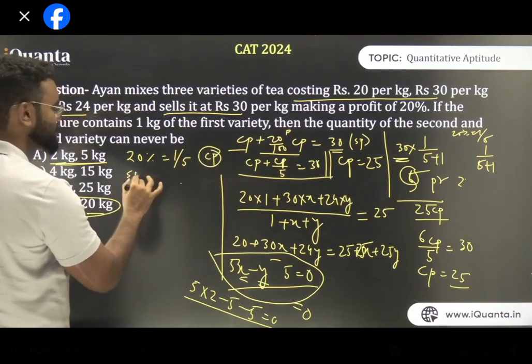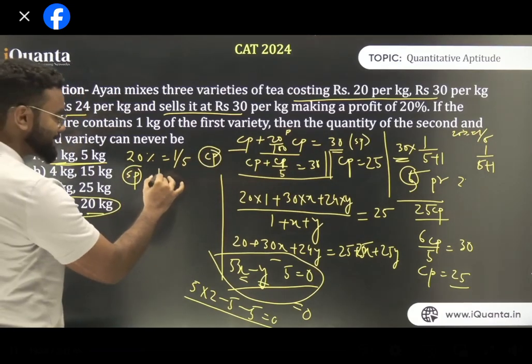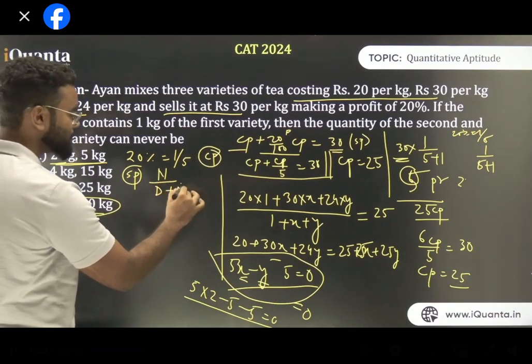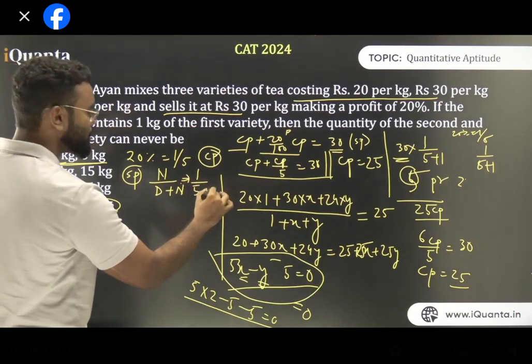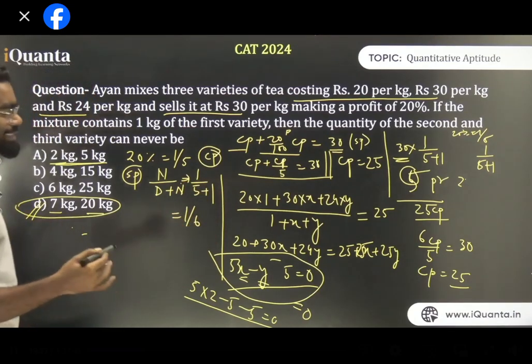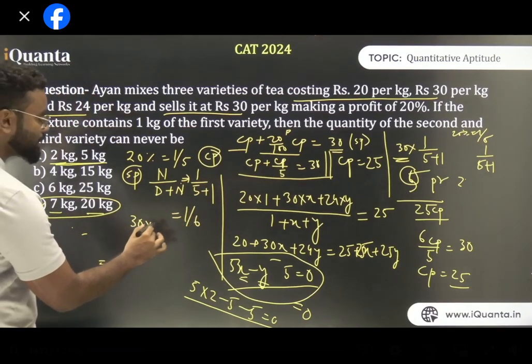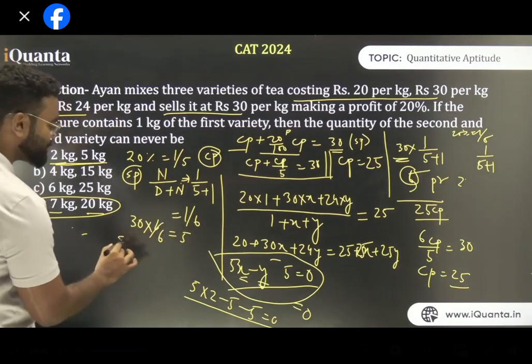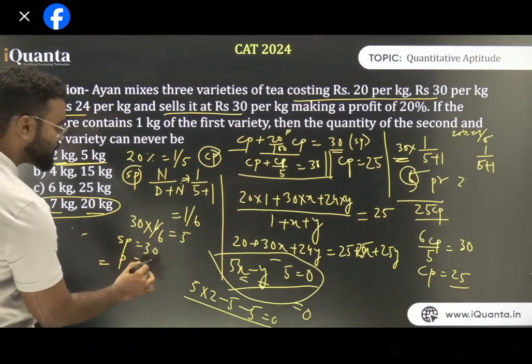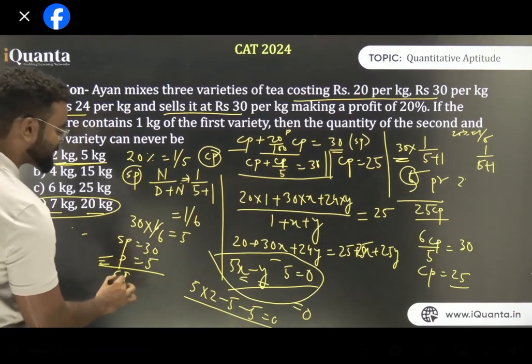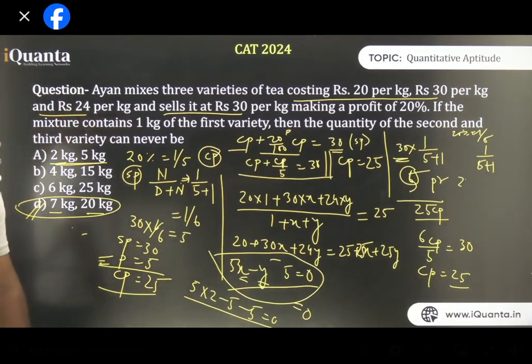If I need to convert it into SP, my base is increasing. Whenever the base is increasing, I do numerator upon denominator plus numerator. So in this case, it will become 1 upon 5 plus 1, which is 1 upon 6. So 1 upon 6 is the profit. If 30 is the selling price, the profit is 30 into 1 upon 6, which is 5. So selling price is 30, profit is 5. So what is the cost price? Subtract this. The cost price is 25. So this is the method of base change.